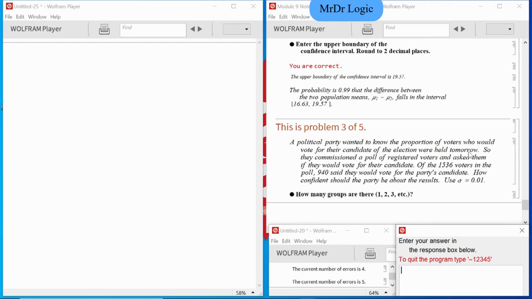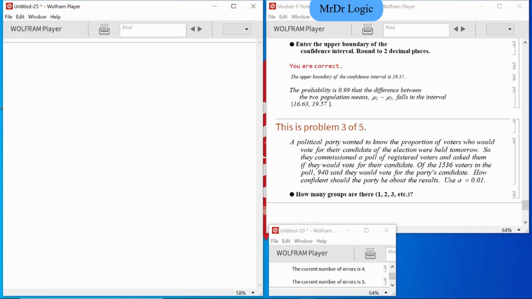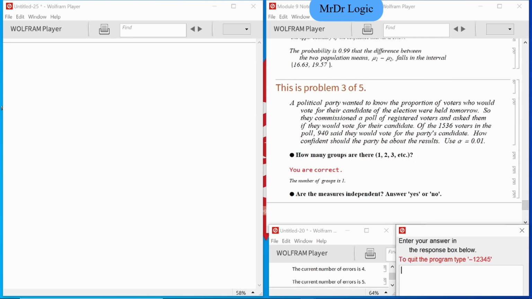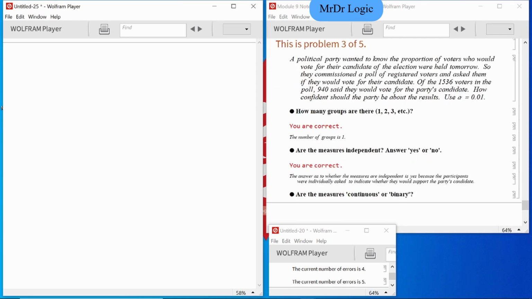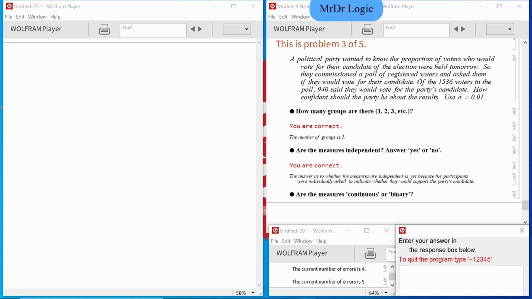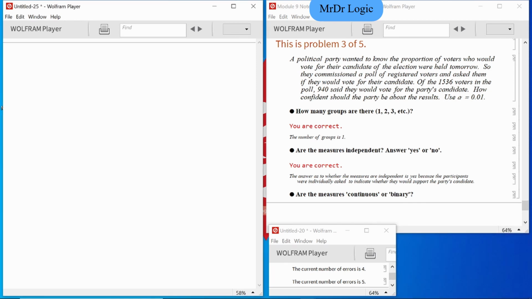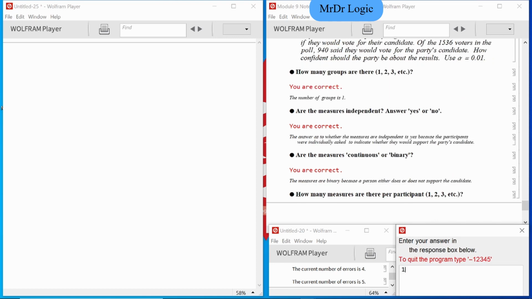Political party who would vote for the candidate held a thing tomorrow, so okay, it's 1. It's independent. Hang on, this would be binary because it's between 2 politicians. Measures 1.